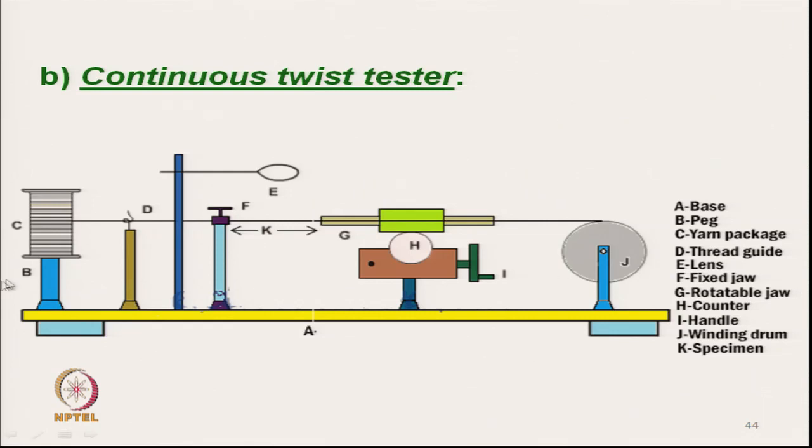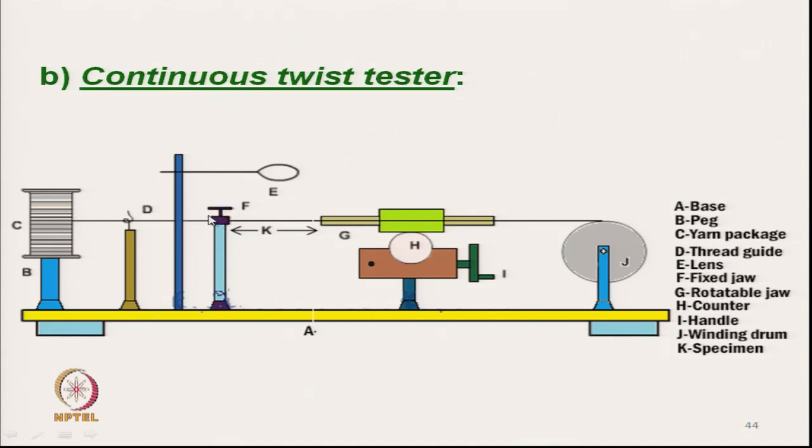Here this A is the base of the instrument, B is the peg on which we place the bobbin, C is the yarn package, and D is the yarn guide, E is the magnifying lens. We can see whether the fibers are parallel or not, and here F is the fixed jaw.